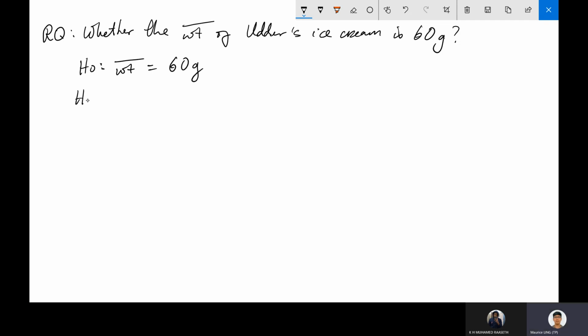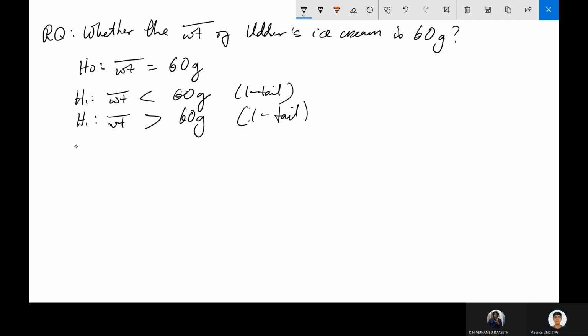The alternate hypothesis, it depends. The average weight can be less than 60 grams. This is one tail. It can also be that the average weight is more than 60 grams. This is the opposite side, also one tail. The third one is the two tail. The average weight is not equal to 60 grams. That's the two tail. It depends on the question.